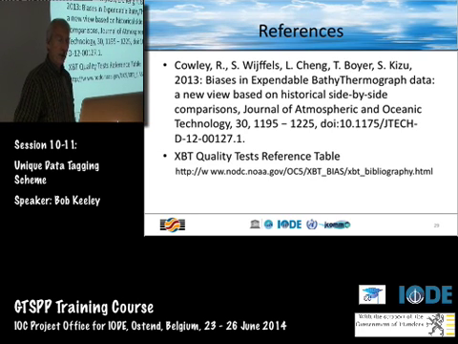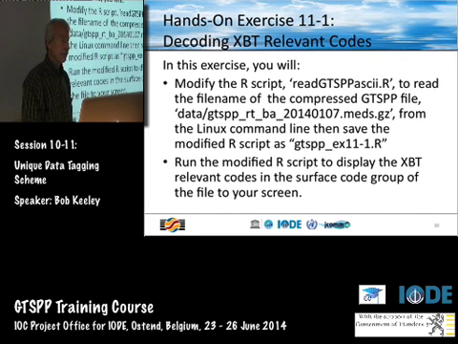So there's some references here, this talks about some of the comparisons, and a bibliography of the XBT quality test reference table. So that's the quick overview. Charles, there's an exercise here if you want to work through that.